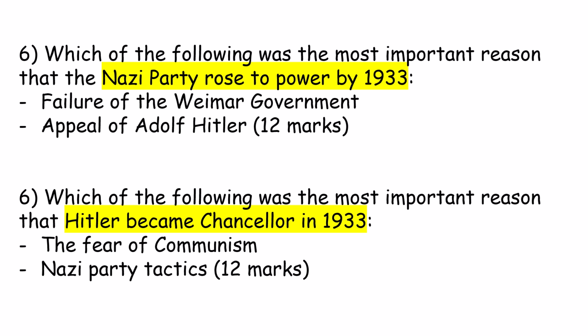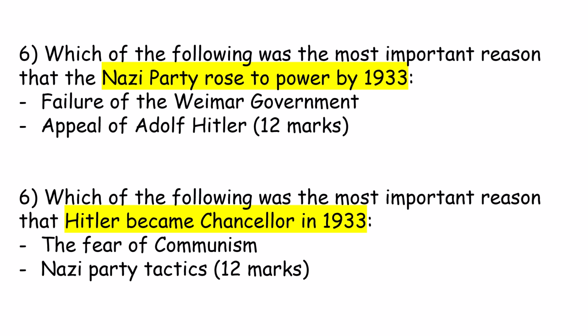Another way this question could be phrased, it's essentially the same question. Which of the following was the most important reason why Hitler became chancellor in 1933? So anything to do with 1933 is the same question, really. And then I've put two different factors here. So the fear of communism and Nazi party tactics. So again, you'll write a good paragraph about the fear of communism, giving some examples, really explaining how the fear of communism helped Hitler to become chancellor.